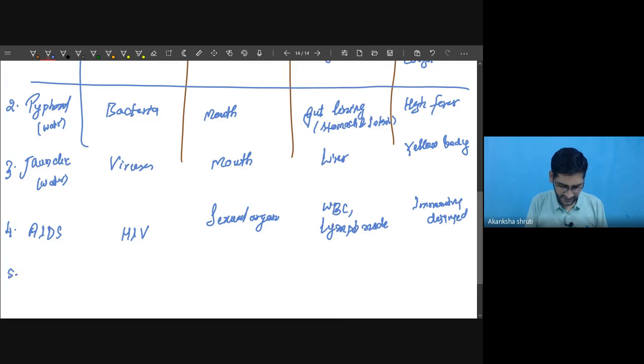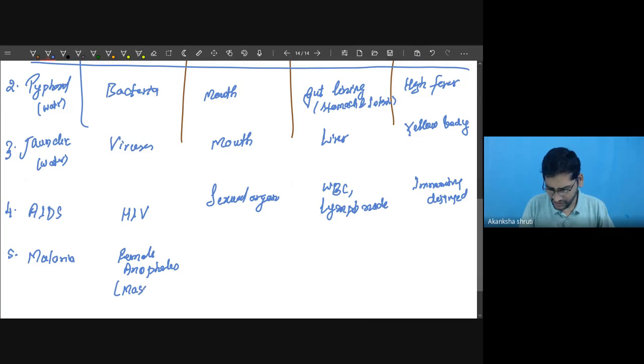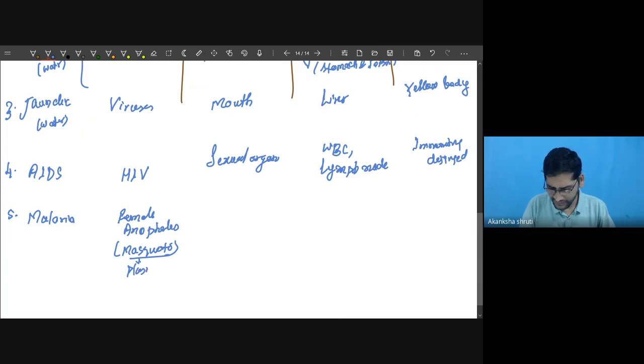The fifth is malaria. That we have learned, it is caused by the mosquito. Which one? The female Anopheles. Male Anopheles do not carry the plasmodium, so male Anopheles do not cause malaria. So it is the mosquito that contains plasmodium, as I had explained.